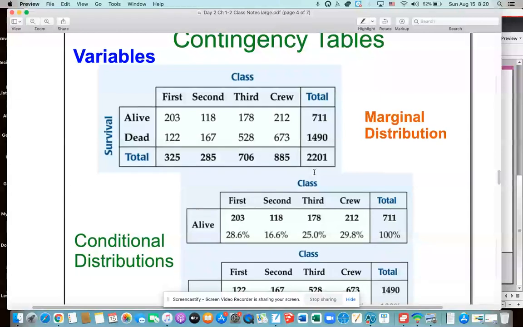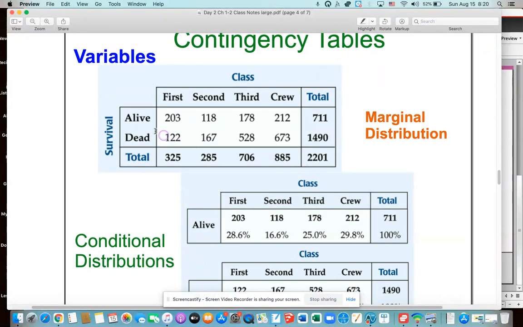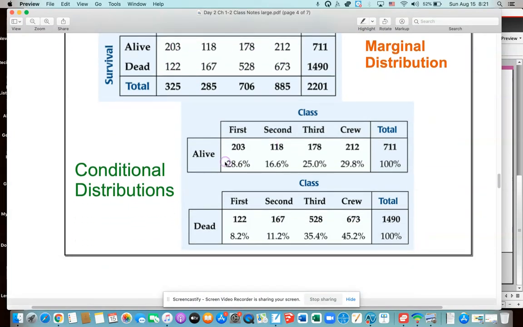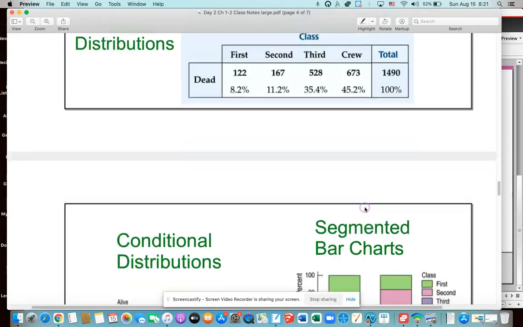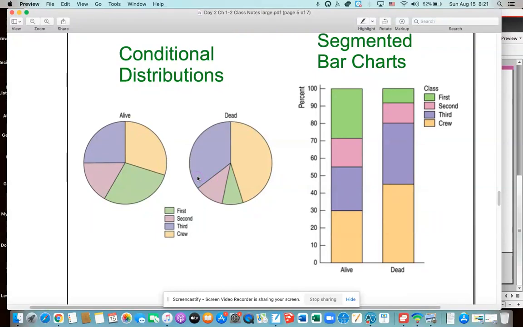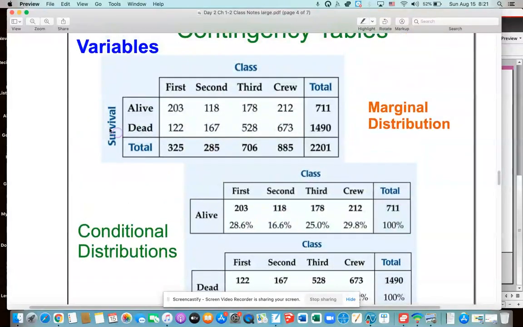So this is still that Titanic data, but you can see they have it as a numerical category up here where it's categorical, and it's just a count of data. And then they change that into percentages down here, right, with the percentages. And then those percentages were changed into pie charts and segmented bar charts, right? So we're going to work with this.